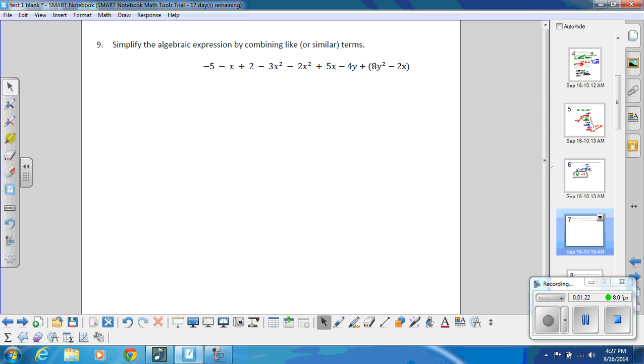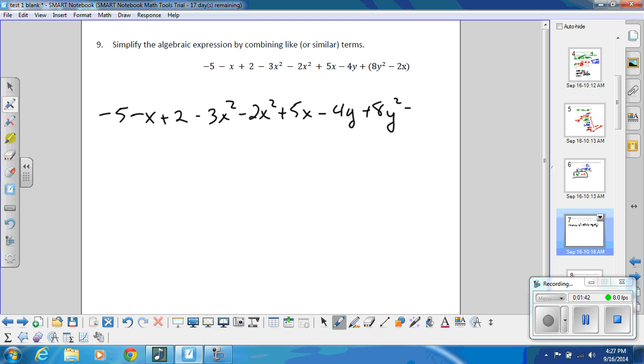So what I need to do is take that stuff out of parentheses. So I'm actually going to rewrite this whole... Whoops, I already messed up. I'm going to rewrite this whole thing all over again. With that stuff out of the parentheses, plus 2 minus 3x squared minus 2x squared plus 5 minus 4y plus 8y squared. Oh, this is barely going to fit.